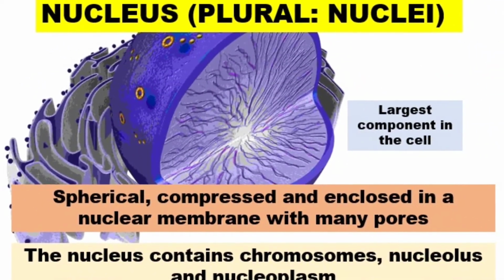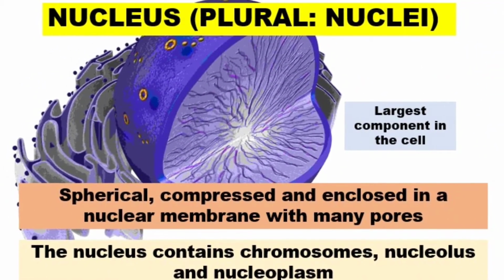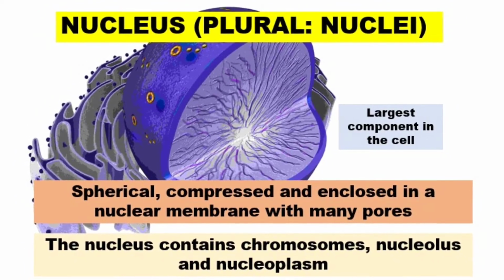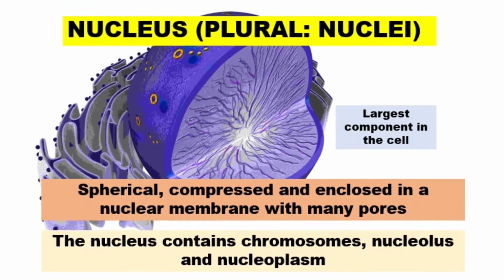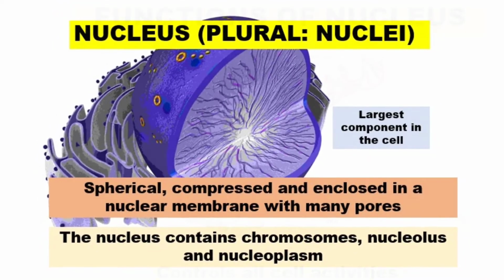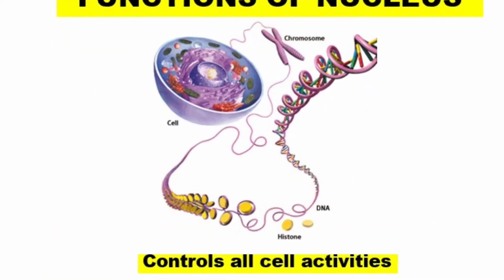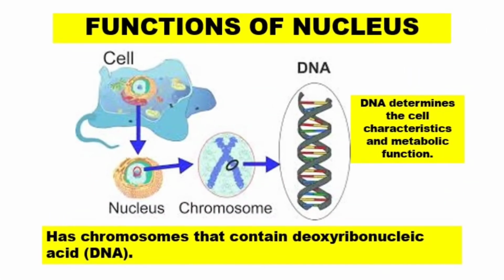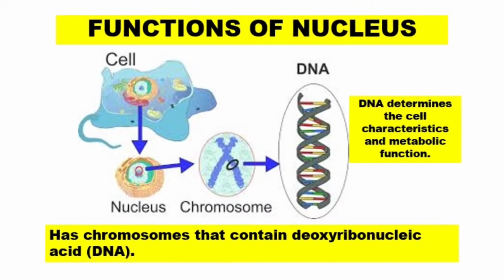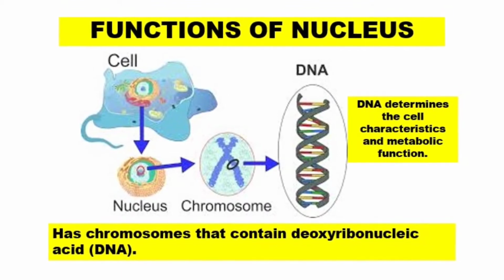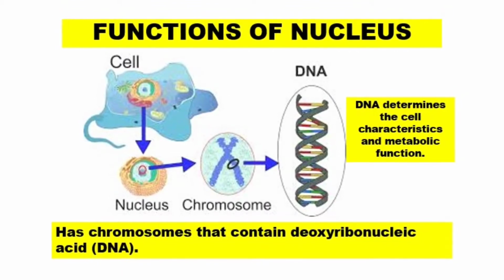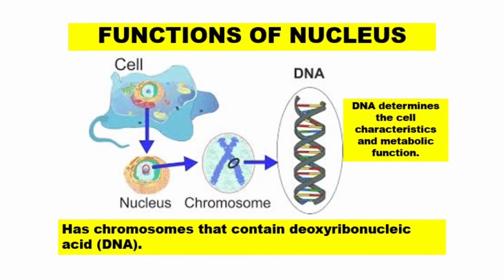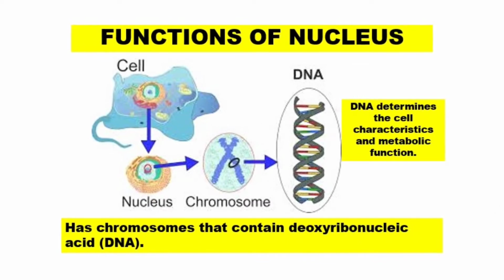Nucleus is the largest component in the cell. It is spherical, compressed and enclosed in a nuclear membrane with many pores, and the nucleus contains chromosomes, nucleolus and nucleoplasm. The function of the nucleus is to control all the cell activities. The nucleus has chromosomes that contain DNA. This DNA will determine the characteristics and metabolic functions.